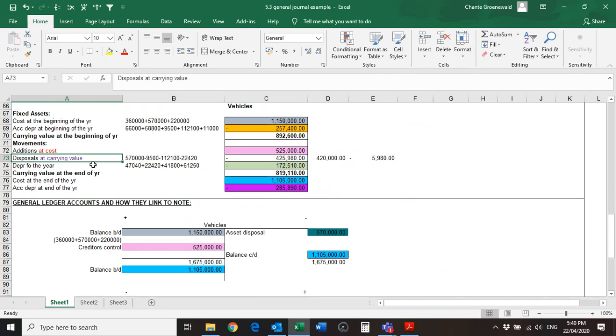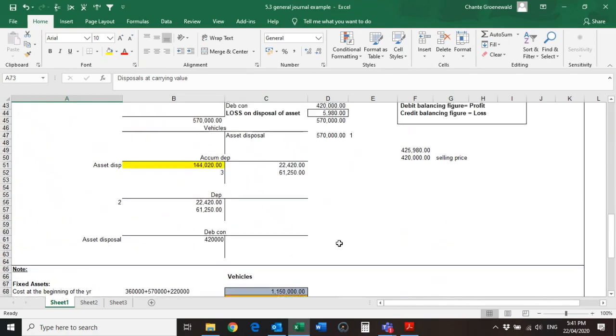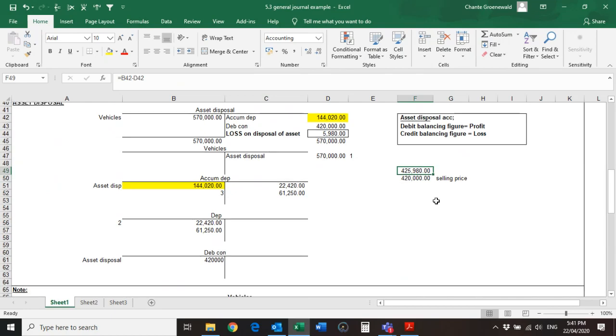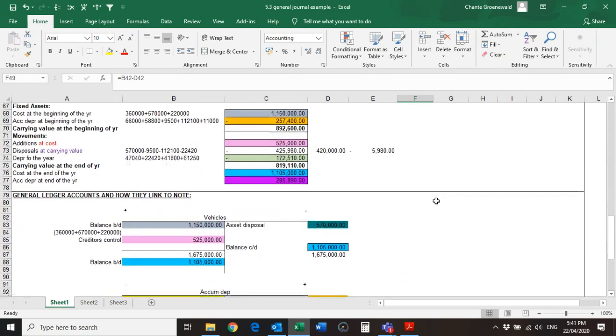So you guys know that when I dispose of an asset, I have to work out the carrying value. Like we did here, we worked out the carrying value. By de-recognizing the vehicle and then de-recognizing the accumulated depreciation, we actually worked out the carrying value. So you need to know that we are disposing of an asset at the carrying value, the value it's actually worth, and then comparing it to the selling price in order to work out a profit or a loss.